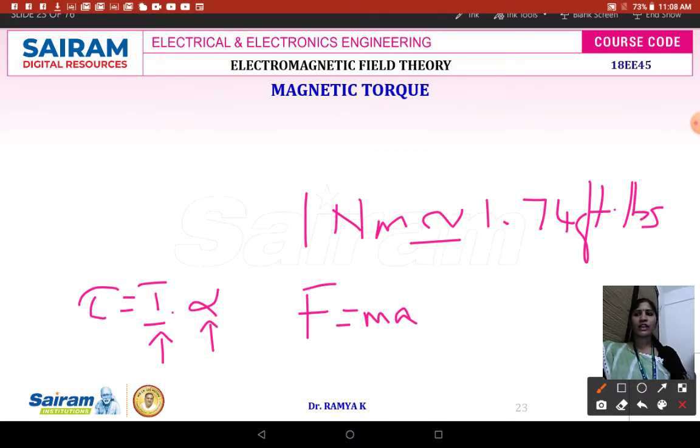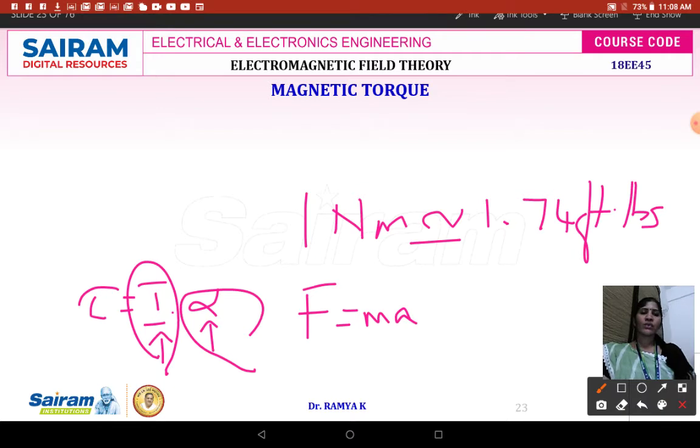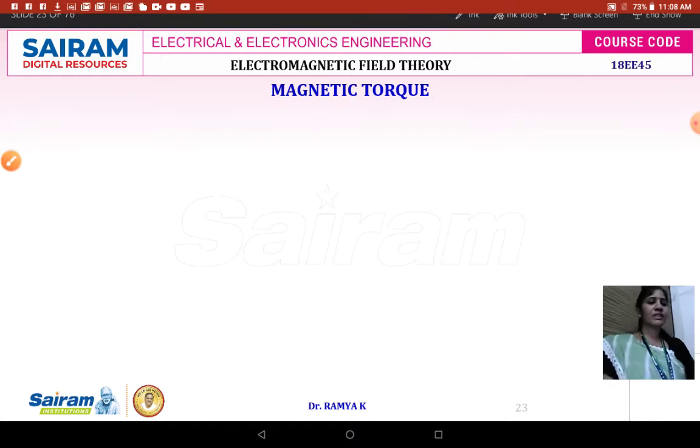So if you consider a larger moment of inertia, for an object to acquire an angular acceleration, you need to have a larger value of I. So we can derive the expression, and now we are going to see the concept of magnetic torque. Whatever we have discussed so far is the general explanation for torque. Now we are going to see the magnetic torque.